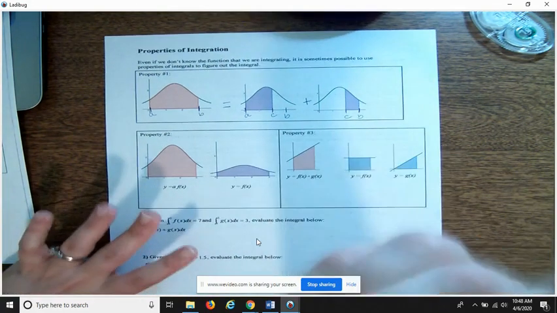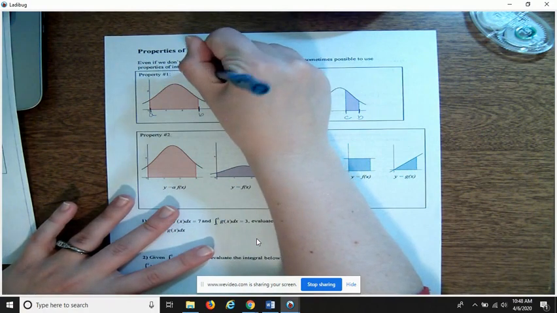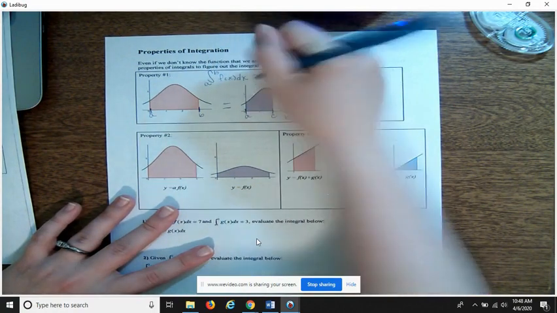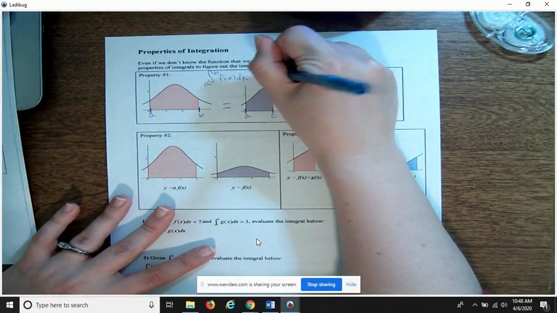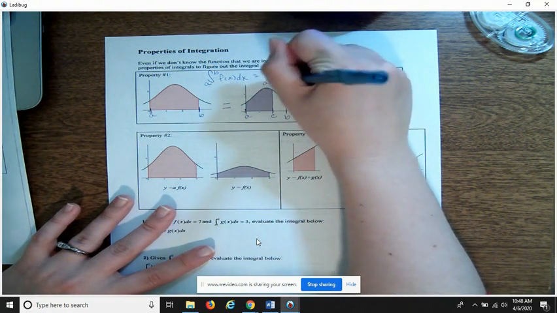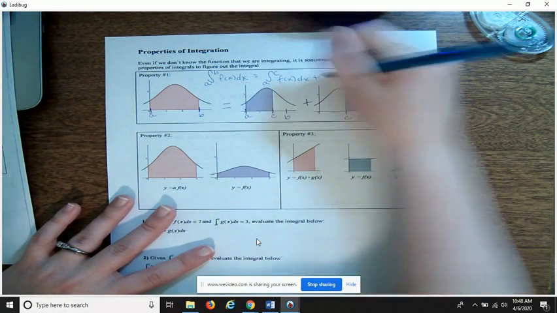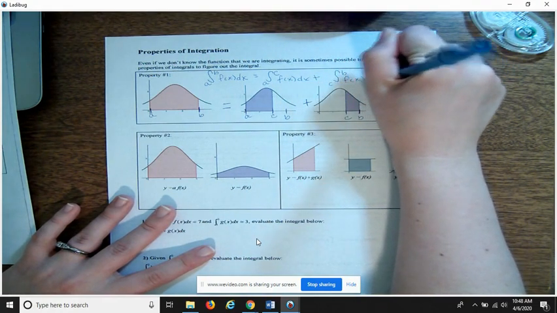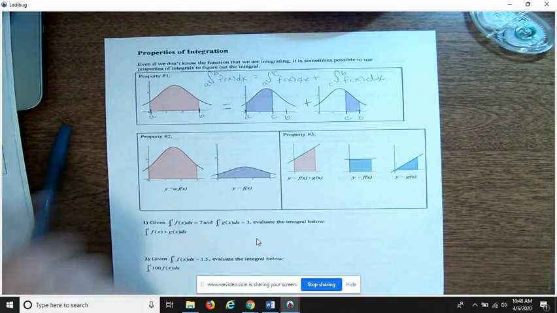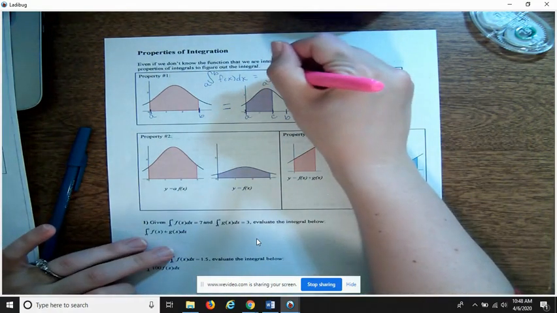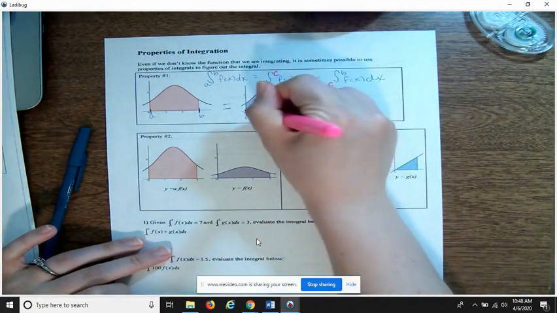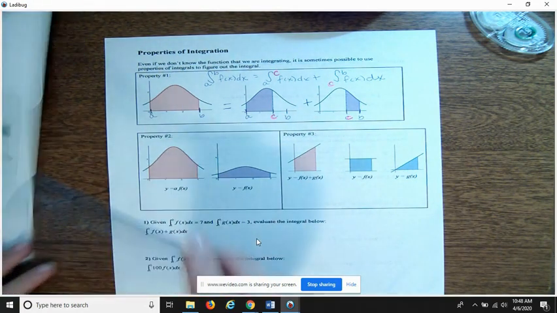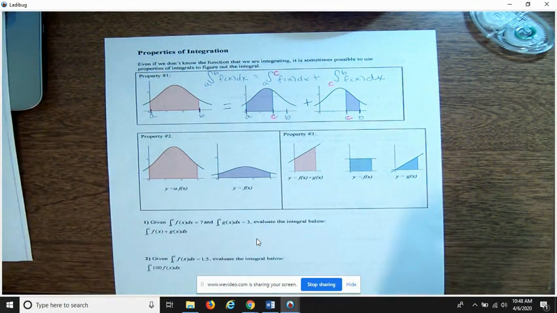So the full property is that the integral from a to b of f of x dx is equal to the integral from a to c of f of x dx plus the integral from c to b of f of x dx. Okay, so that's our full property. The key thing here is that we included this c and we split the integral into two pieces. That's the first property, the sum of integrals.